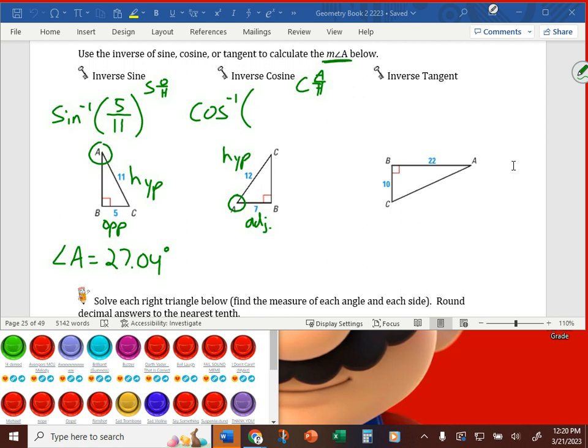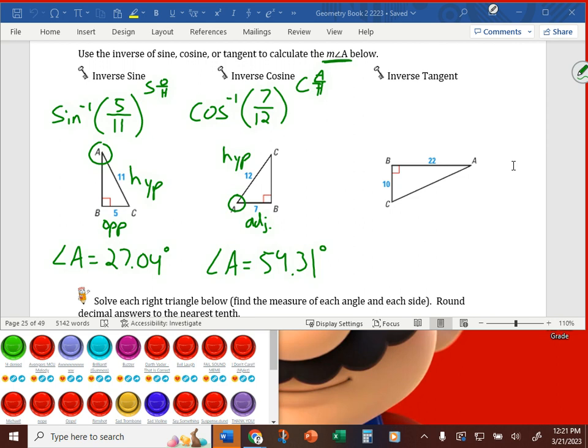And what order are these sides going in here? Adjacent over hypotenuse, which is 7/12, not 7/11. And what do you come up with? 54.31.